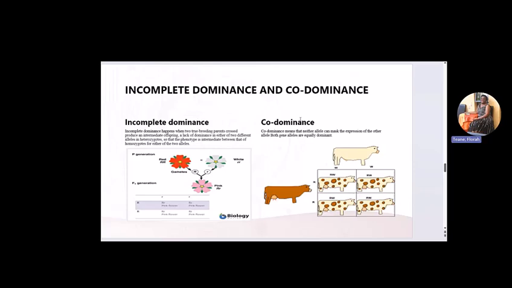But codominance, as represented by this diagram of the bull and the cow, the bull, which is cream white in color, and the cow, which is red. If mating takes place and there are calves that are born out of the two, both calves have the color or the allele of both parents.